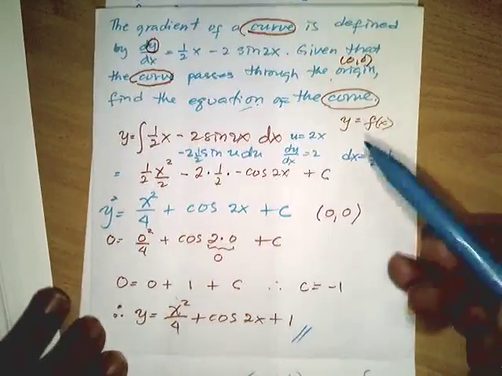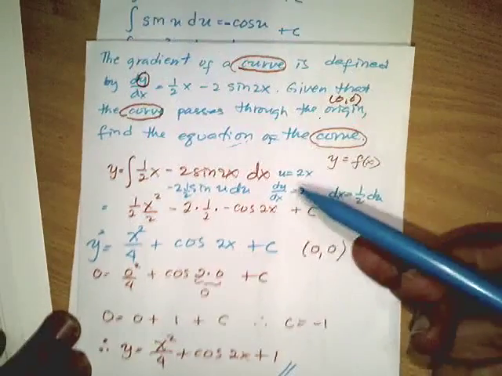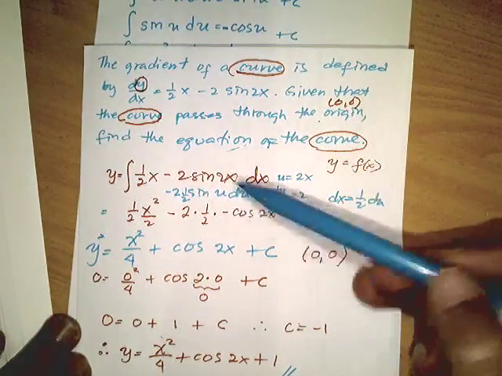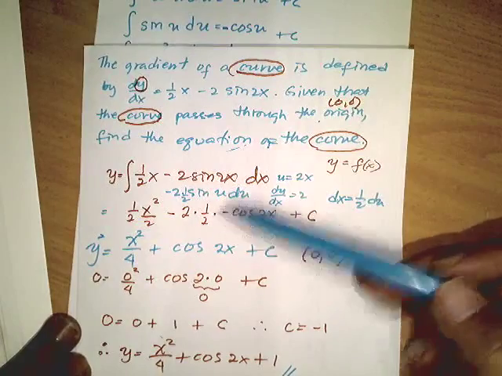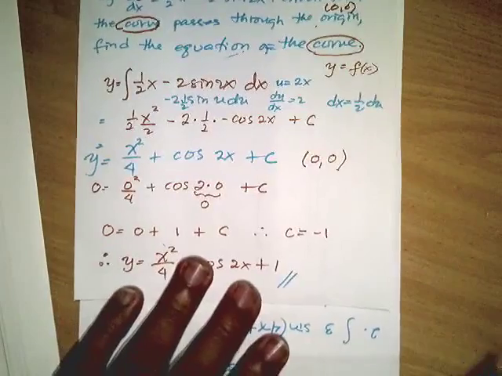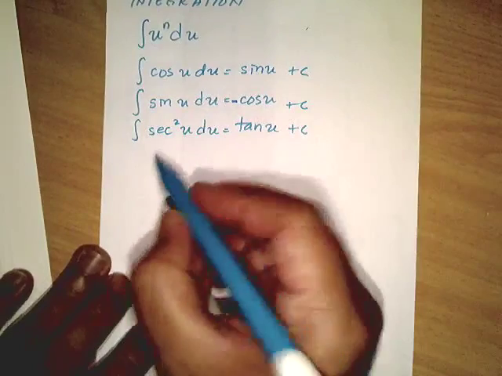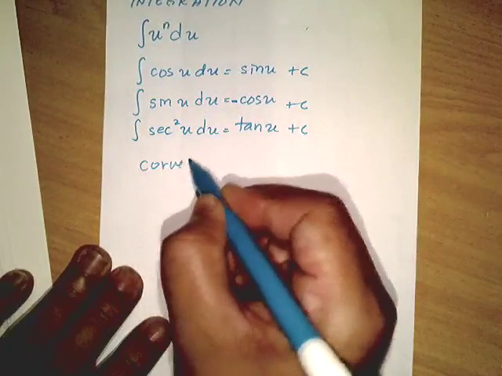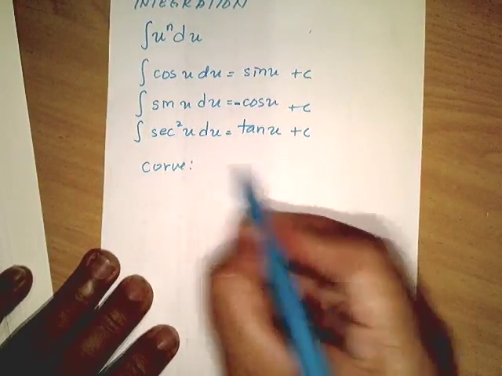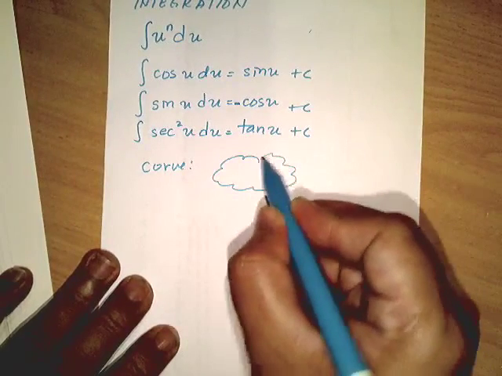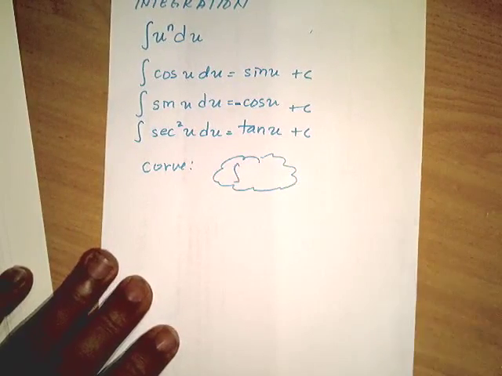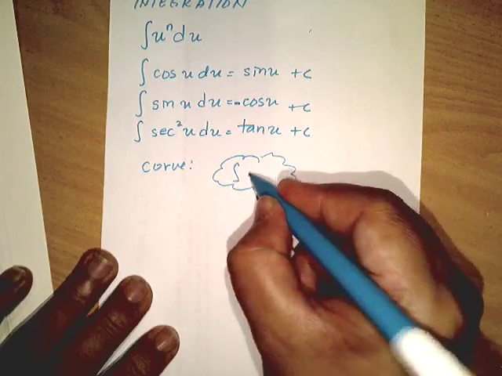Again, if you have the dy/dx and you're looking for the curve, what we're going to do is integrate. After integrating, plug in the specific values of x. Let's create a flow chart for that. If you're looking for the equation of the curve, what do we do? The first step is to integrate.